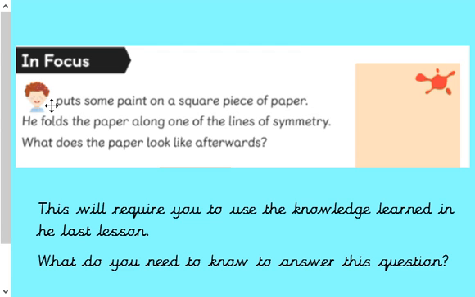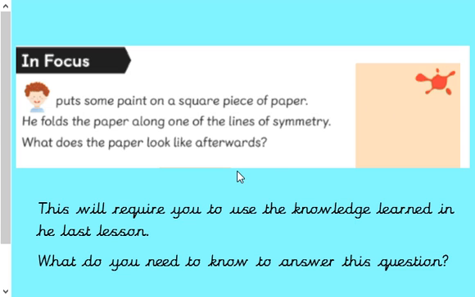Okay, our in focus question this morning: this young man puts some paint on a square piece of paper. He folds the paper along one of the lines of symmetry. What does the paper look like afterwards? First of all, then, I want you to press pause in a moment, and I want you to think about what this might need. How could you use some of the knowledge that you've gained in the last couple of days to help you with this? And what do you need to know to answer the question? So press pause now and press play when you're ready.